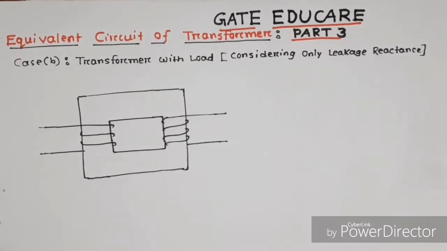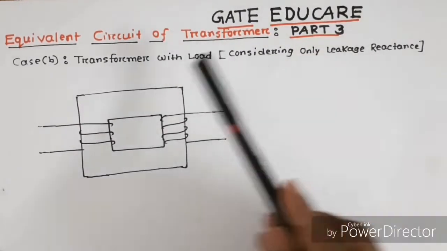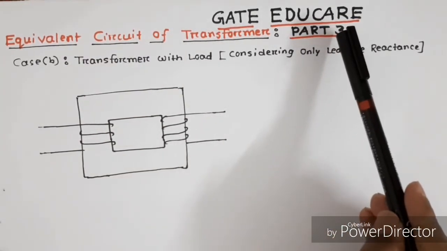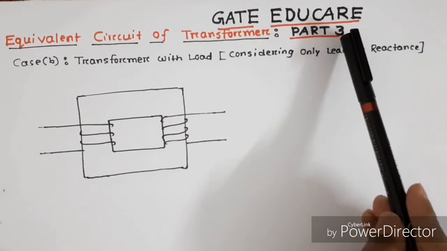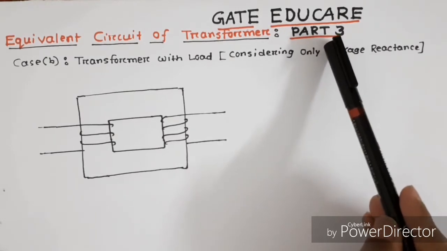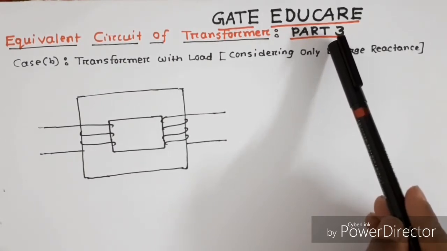In this video, I will explain the equivalent circuit of transformer. Already we have completed part 1 and part 2 class of equivalent circuit of transformer. In the part 1 class, I have explained the shunt branch parameter. In the part 2 class, I have explained the equivalent circuit considering only the resistance of the transformer. In the part 3 class, I will derive the equivalent circuit of a transformer considering only reactance of the transformer.